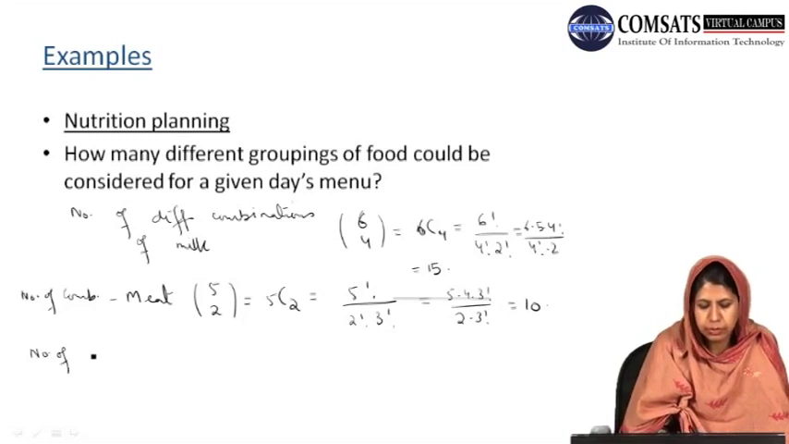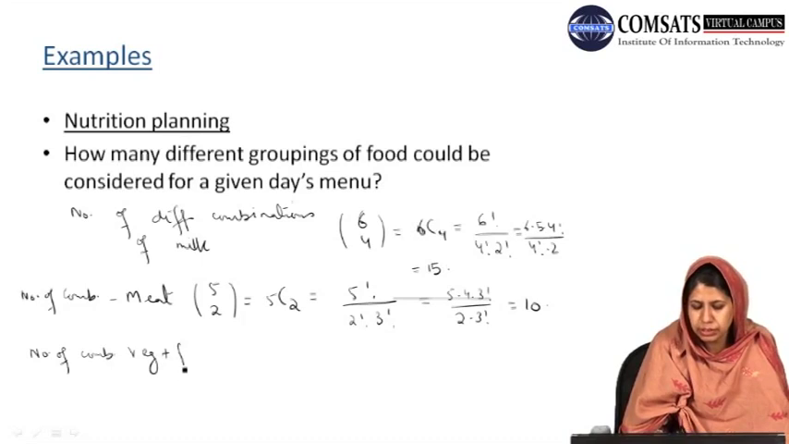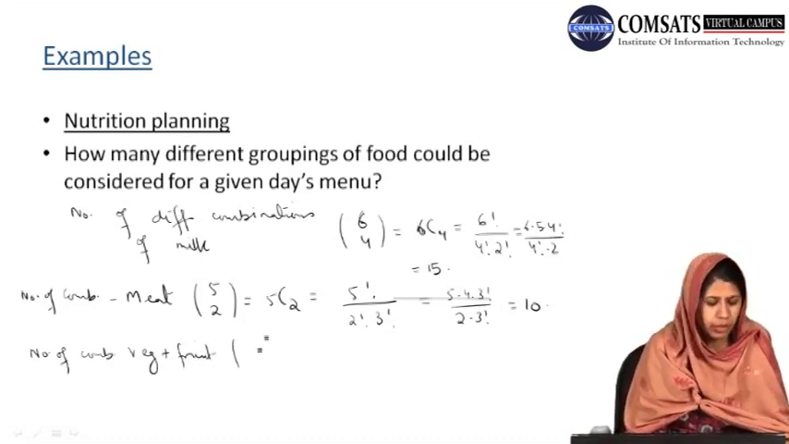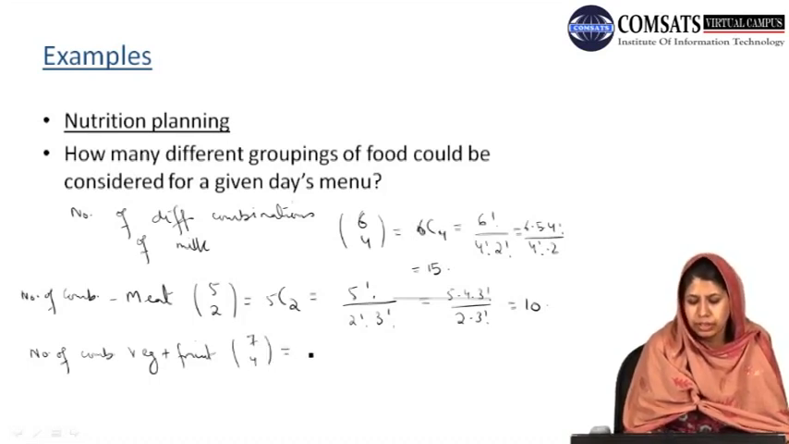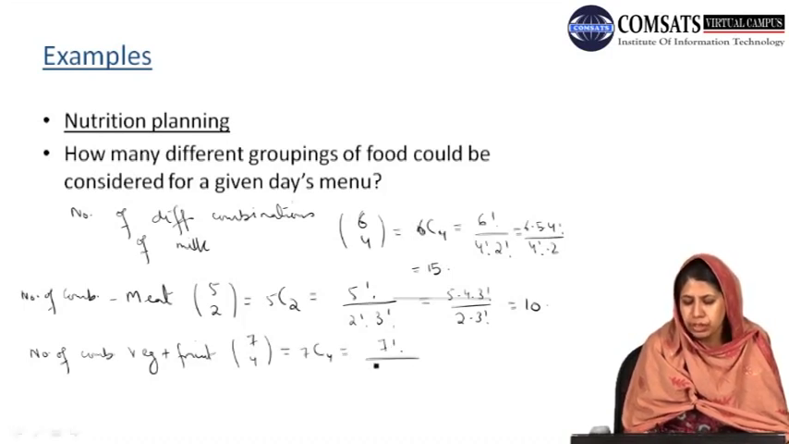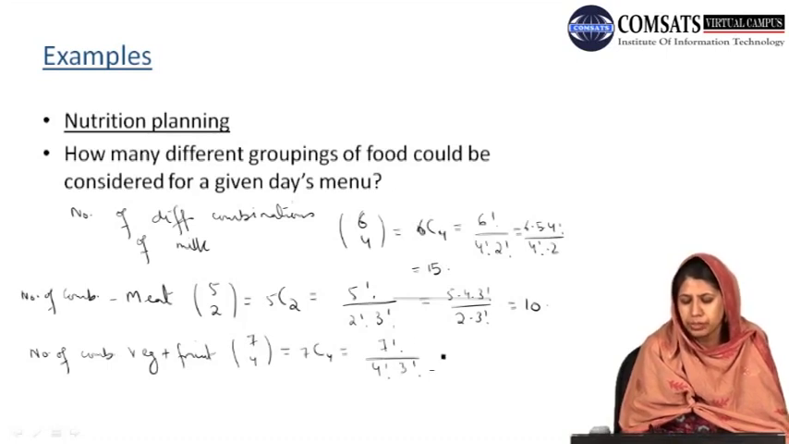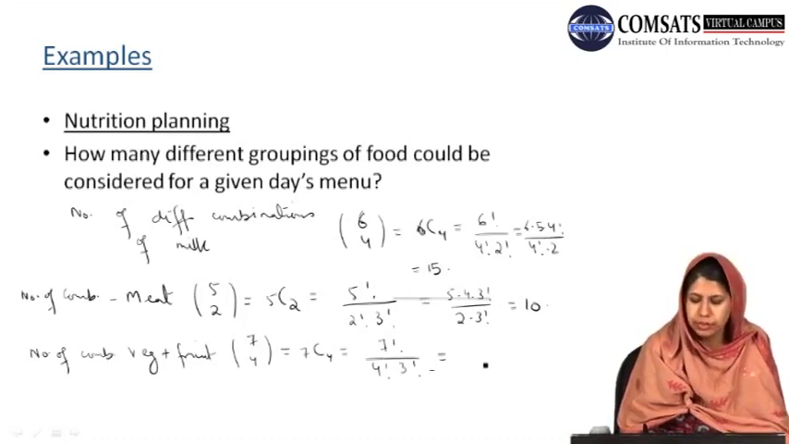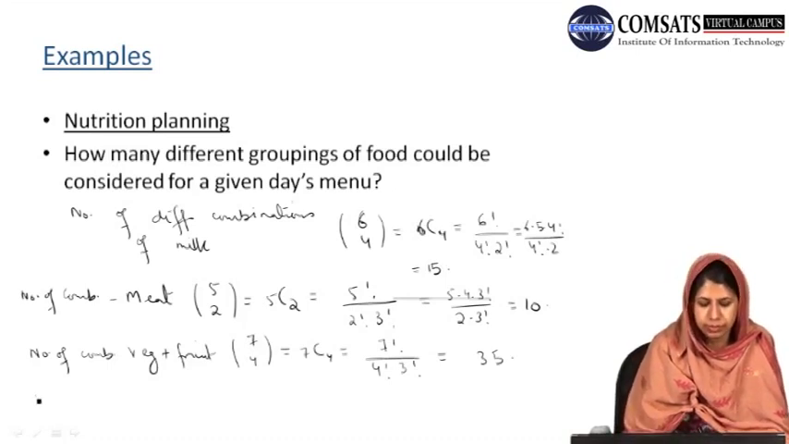Okay, the number of combinations from the vegetable and fruit section, where the number of items is 7 and the number of servings is 4, is 7C4, which is 7 factorial divided by 4 factorial into 7 minus 4, which is 3 factorial, and on simplifying we obtained 35 possible combinations.